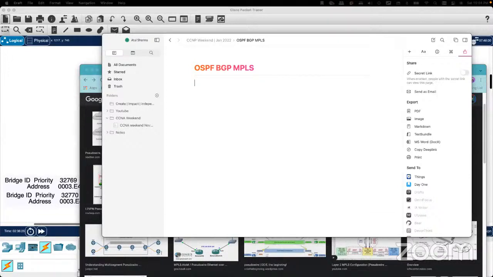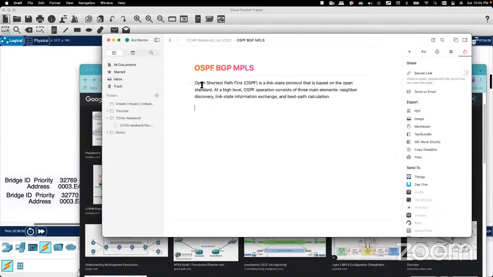Okay, so the topic is OSPF, and as you all know, OSPF stands for Open Shortest Path First. Okay, and it is a link state protocol. Link state means in the OSPF database, we are going to maintain or store all the link information.